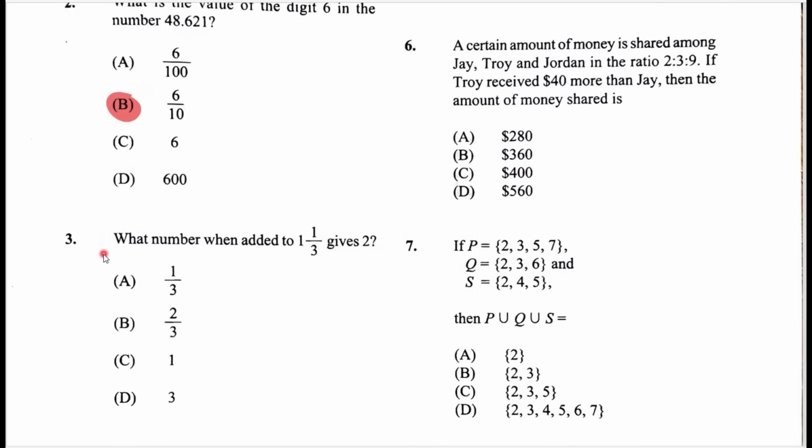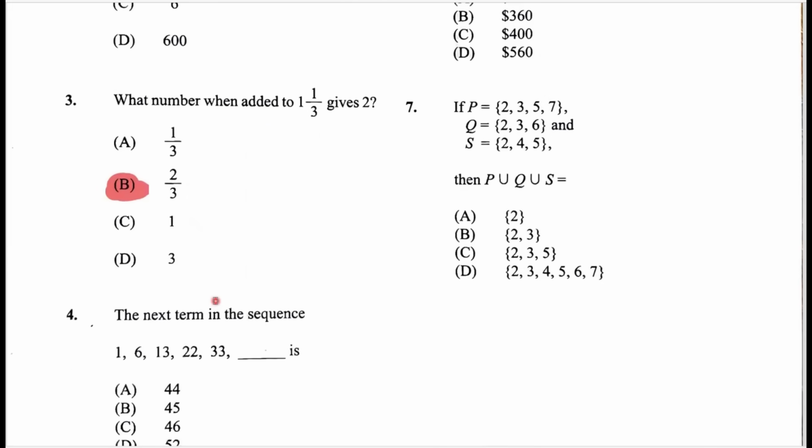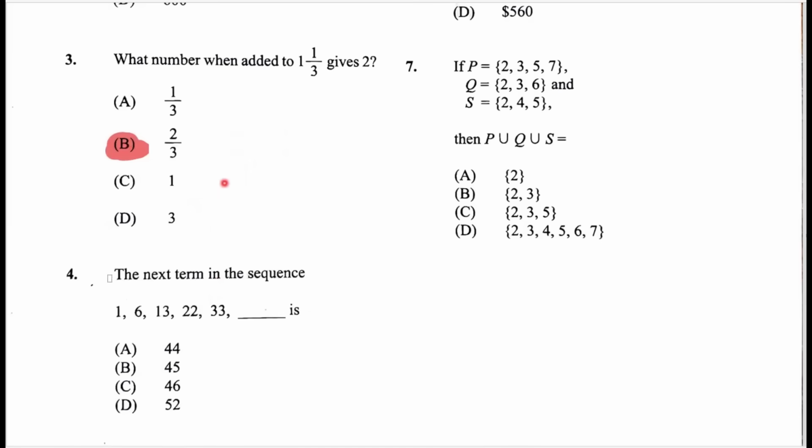And number 3, one number when added to 1 1/3 gives 2. If I subtract 1 from 2, you'll get 1. And if I subtract 1/3 from 1, I will get 2/3. You know, if I had 2 cakes and somebody went and ate 1 cake and 1/3 of the other, obviously you remain with 2/3 of a cake uneaten. All right, so that's B as in bat.